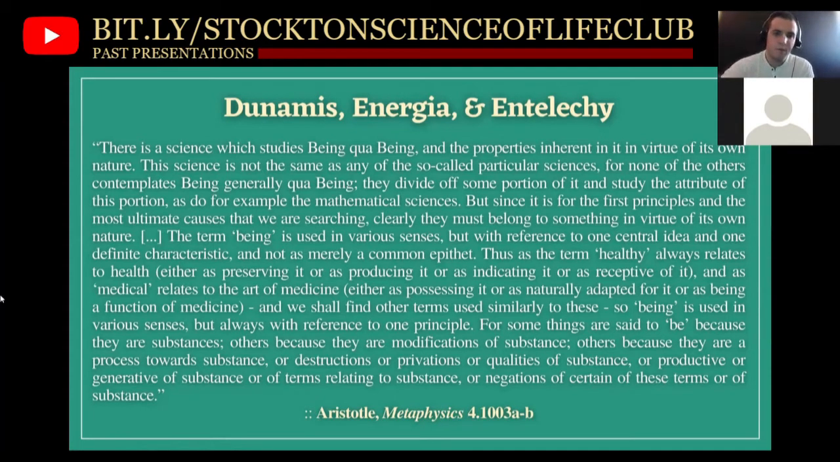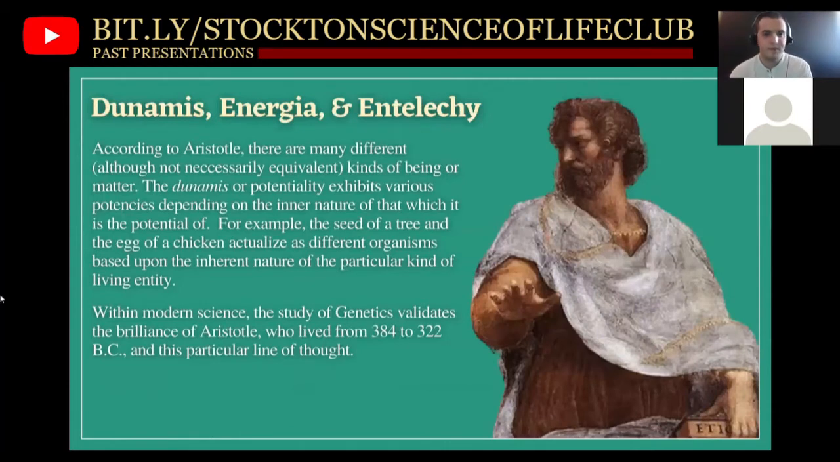So the purpose for including this is basically to show that Aristotle's idea, when he lived, you know, almost 2,500 years ago in Greece, was that there are different types of being. There are different types of matter. It's not just matter. It's not just one substance. It's differentiated. So according to Aristotle, there are many different, although not necessarily equivalent, kinds of being or matter.